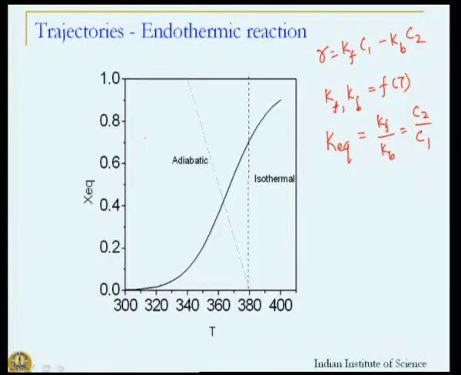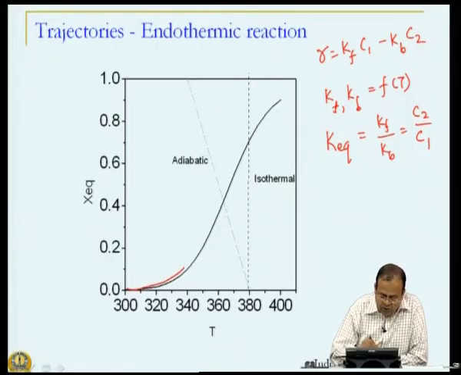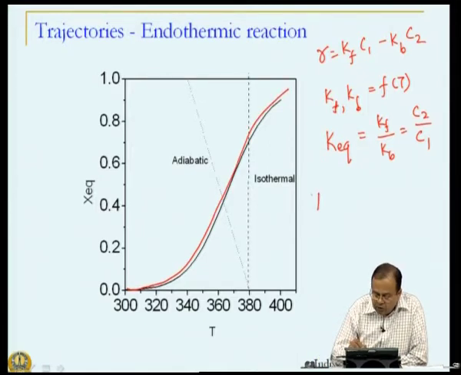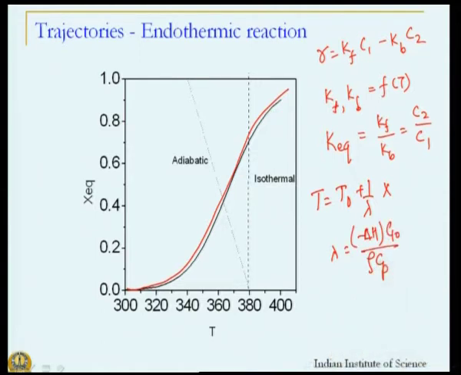In an endothermic reaction, reversible, the same, our equilibrium conversion increases as temperature is increased, but the temperature relationship with conversion has lambda as minus delta H C1 0 by rho Cp. What happens to delta H? It is positive for an endothermic reaction. So, lambda is negative. So, this is my adiabatic line, this is my isothermal line. So, what happens here?